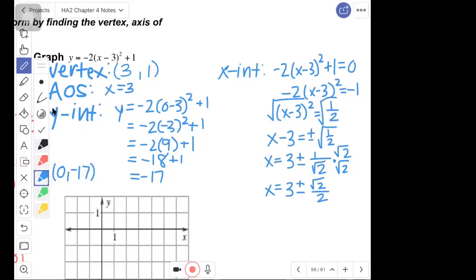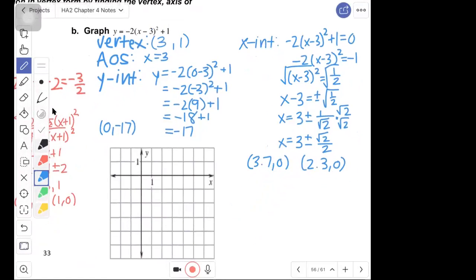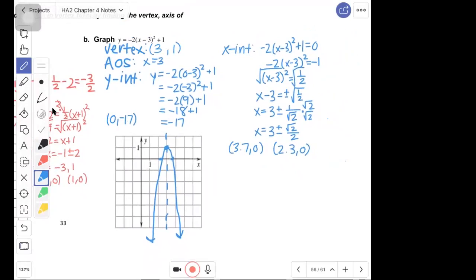Awesome. So when you plug those into your calculator, one being addition, then the other one subtraction, you will get 3.7 as one of them, and then 2.3. All right, and then we will go and plot all of our information. And so obviously we don't have that 0, negative 17 on here, but we know it's going to be way below. So we know this is going to go down fast. Questions on this one?